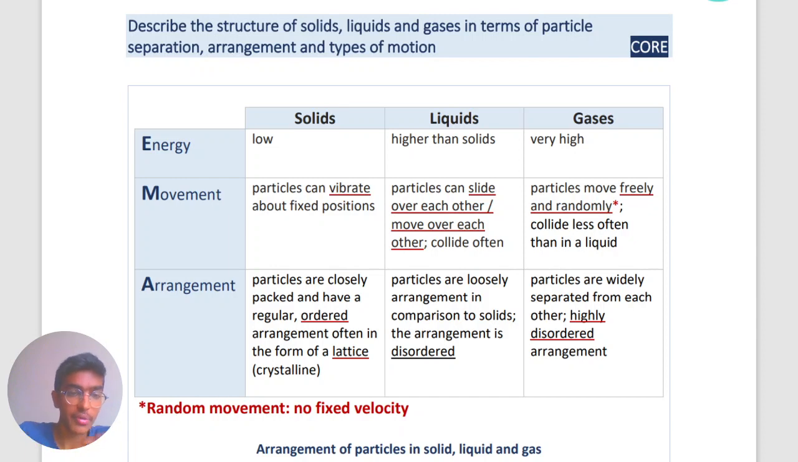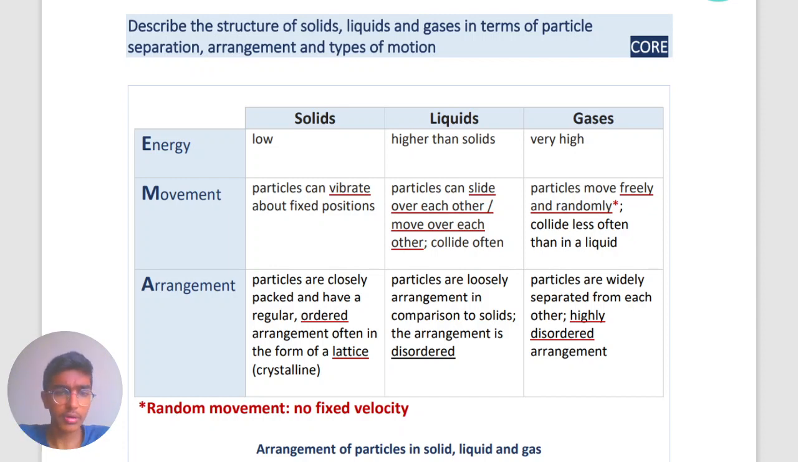So we've had a look at energy, we've had a look at movement. Now let's have a look at arrangement. In solids, the particles are closely packed together and they have a regular structure. The ordered arrangement is often called a lattice, and in future topics, when we talk about graphite, diamonds, and giant atomic structures, we will again discuss lattice. So don't worry if you don't understand what lattice means; right now you need to know that lattice simply means the arrangement of the particles. That's basically called a lattice.